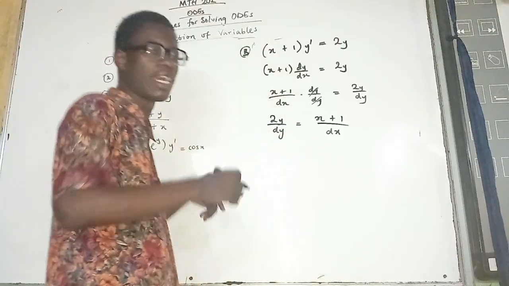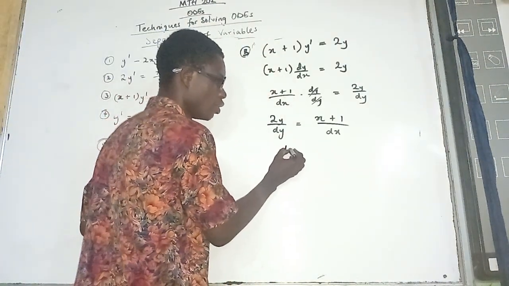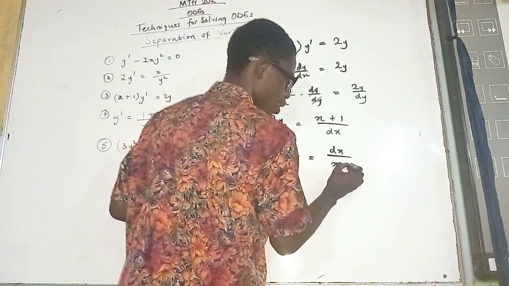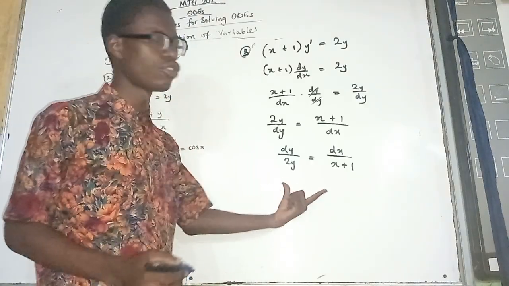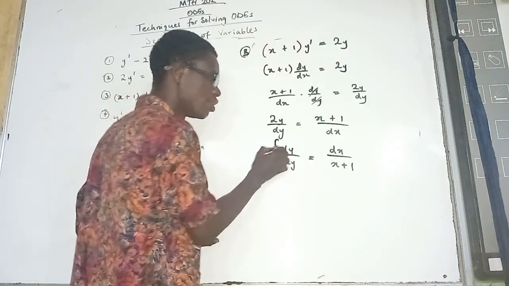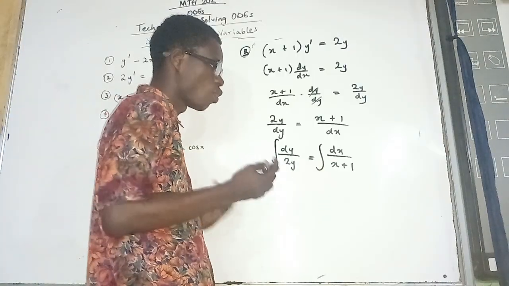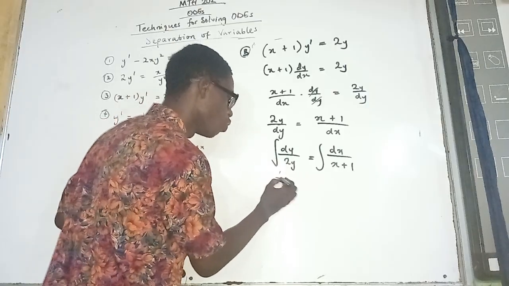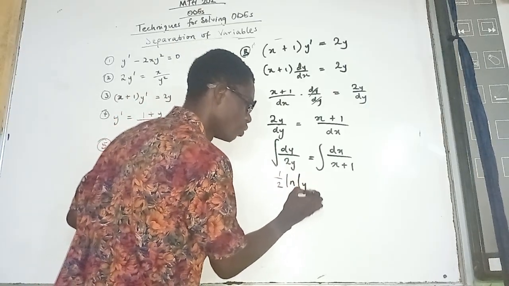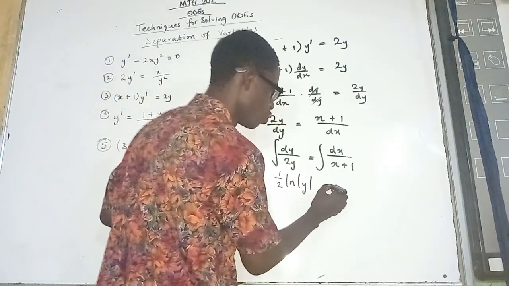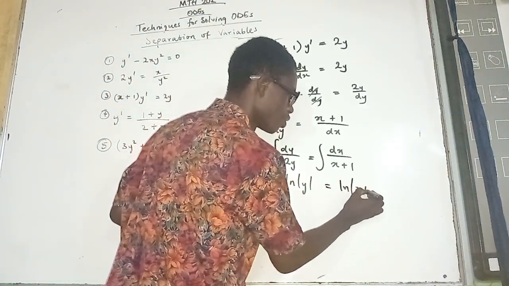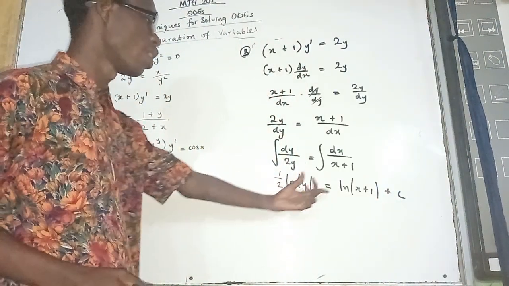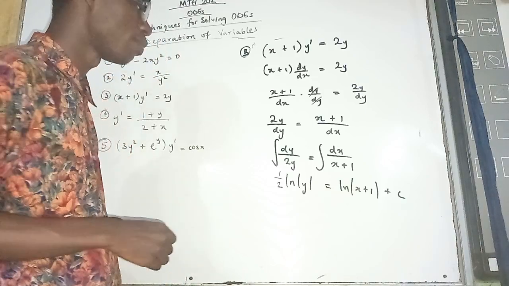Now since I want to integrate, I have to invert both of them. dy over 2y equals dx over x plus 1. So I have functions that are now different and they are now integrable. I can integrate both sides quite perfectly now. So dy over 2y, when I integrate this, I get 1 over 2 ln y, right? Equals ln of x plus 1 plus c. 1 over 2 ln y equals ln of x plus 1 plus c.